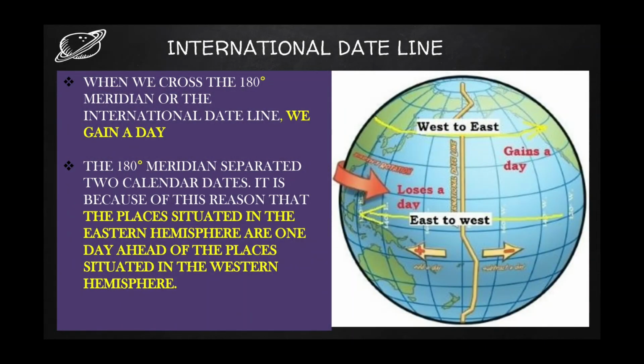Now how does the international date line play an important role? Let us discuss. When we cross the 180 meridian or the international date line, we gain a day. As in this picture you can see, the 180 meridian separates two calendar dates. It is because of this reason that the places situated in the eastern hemisphere are one day ahead of the places situated in the western hemisphere.